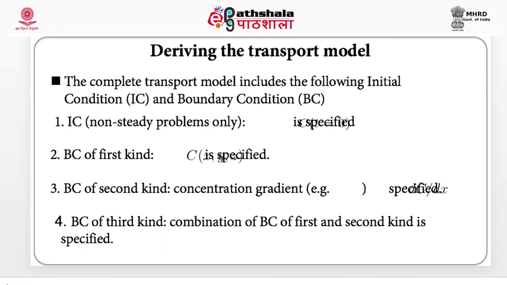Lastly, we have a boundary condition of third kind, which combines a boundary condition of first kind and a boundary condition of second kind. Of course, the boundary condition of third kind is definitely a more complex one and is mostly used in special cases. Normally, we use boundary condition of first kind and boundary condition of second kind.